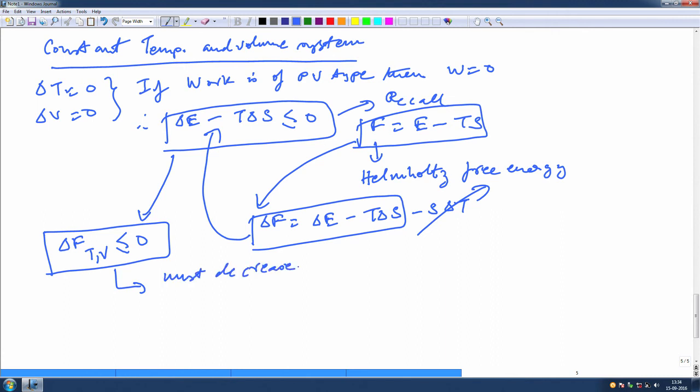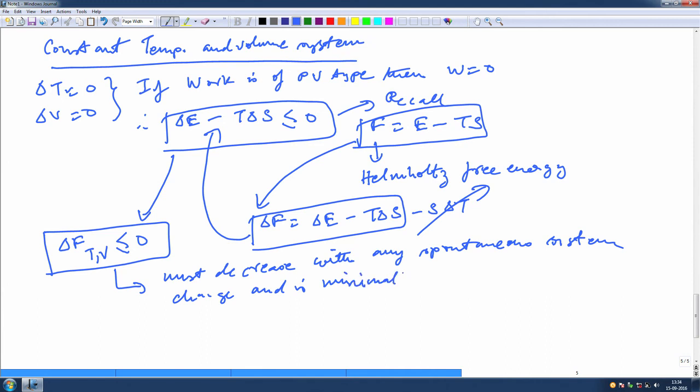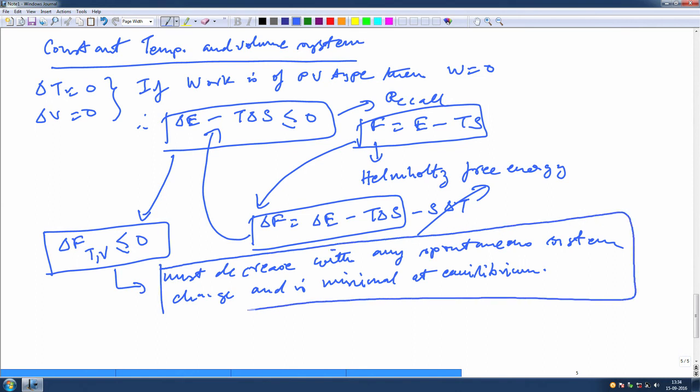Okay. So, the Helmholtz free energy must decrease. See, entropy must increase for an isolated system, while the Helmholtz free energy must decrease with any spontaneous system change and is minimal at equilibrium. Okay. So, that shows that the Helmholtz free energy must decrease for a constant temperature and constant volume kind of system. And we have just used the first and the second law of thermodynamics for this, right.